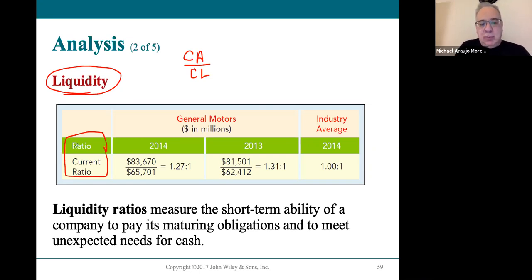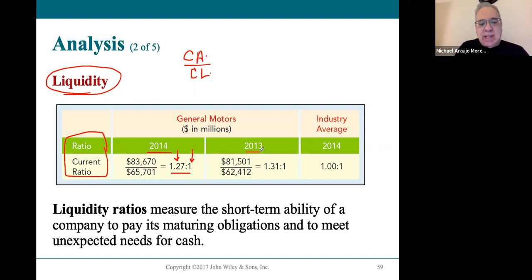And so for General Motors in 2014, looks like they had over $83,670,000,000 of current assets compared to $65,701,000,000 of current liabilities. So they had a current ratio of 1.27 to 1. And again, how to read this is, you probably remember, they have $1.27 of current assets. That's that first number to cover every dollar of current liabilities. That's that second number. So that's how the ratio is read.